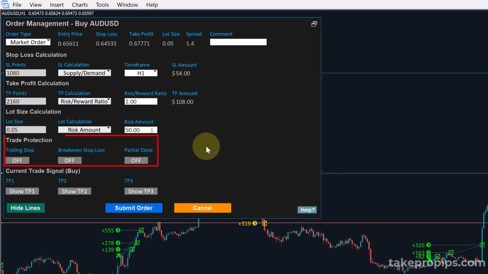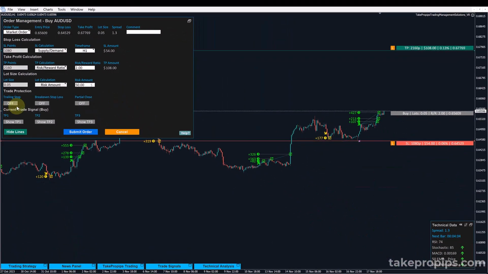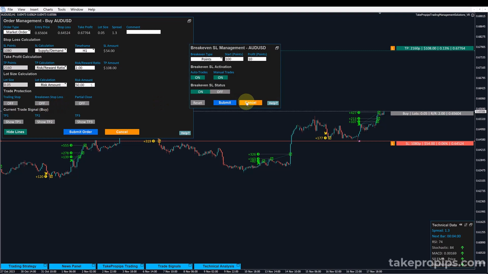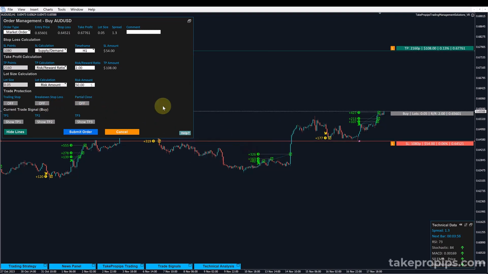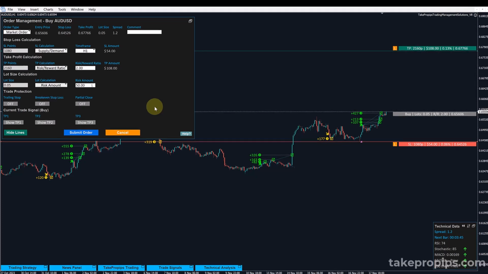Next is the trade protection, which allows you to set the trailing stop, break-even stop loss, and partial close for this particular pair. It's a way to automatically manage your trade and reduce potential losses and maximize potential gains. We will create a separate video explaining these options, so stay tuned for that. For now, we will leave them as is.